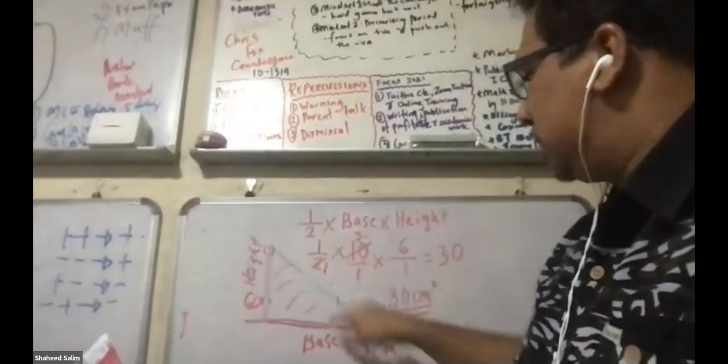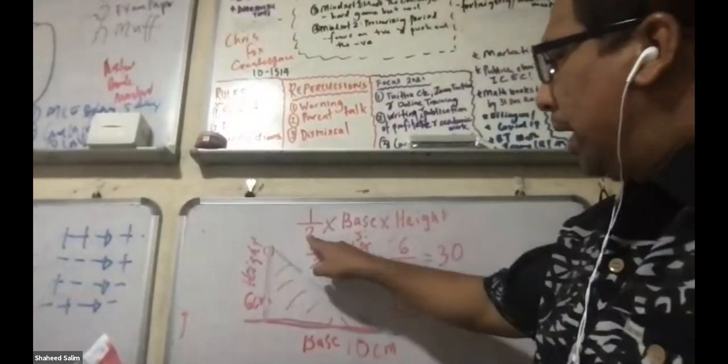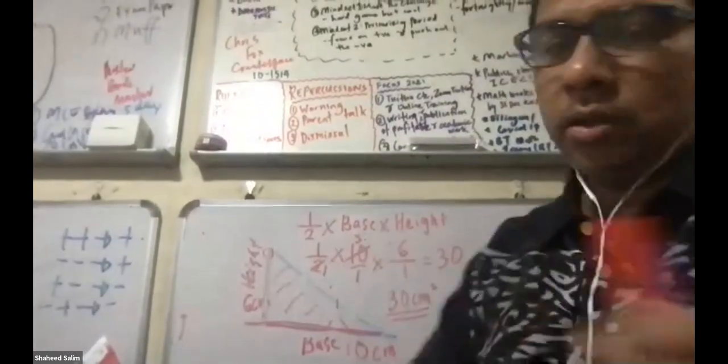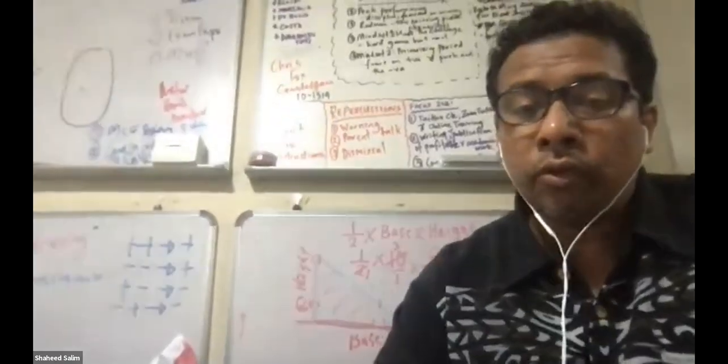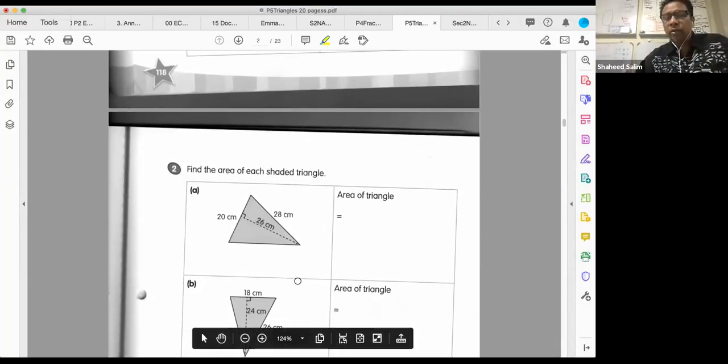So half means divide by 2. That's why we write 1 over 2, or you can write half times base times height. So we will go now to the formula. They tell you now.